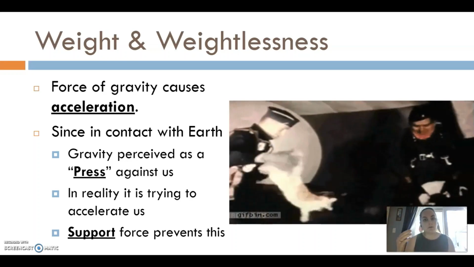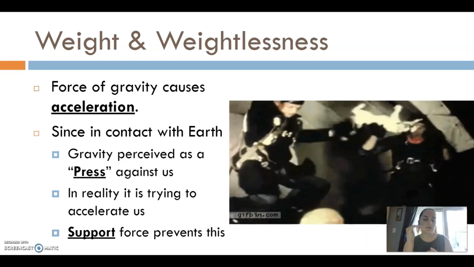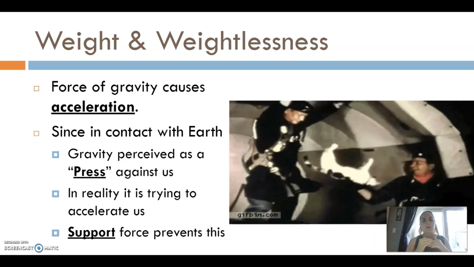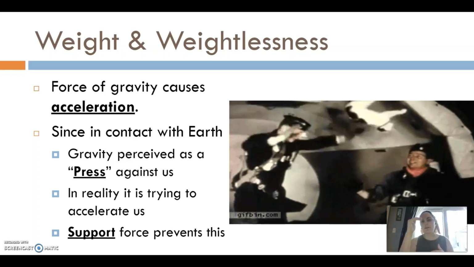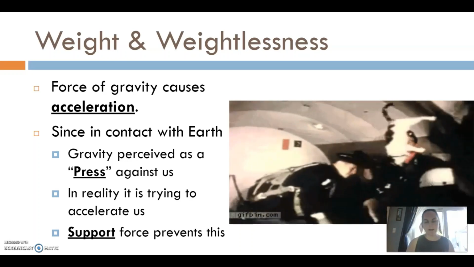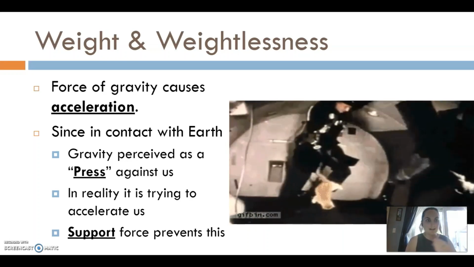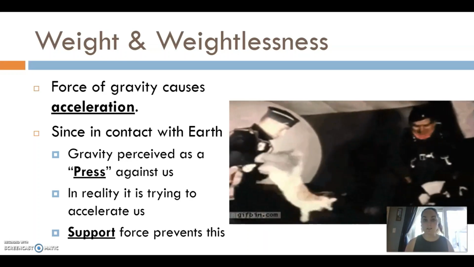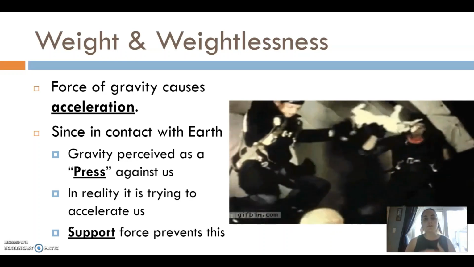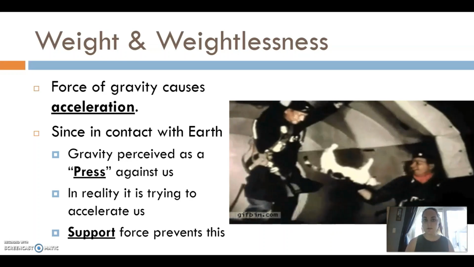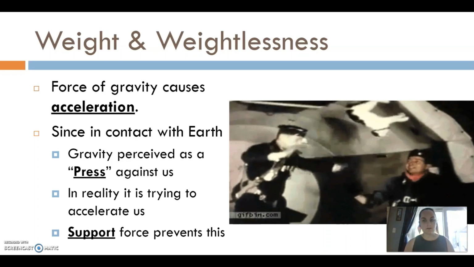And now, if you were to get further up into the atmosphere, right? If you were to increase that distance from the center of the Earth to the center of your mass, then the force of gravity is going to be less. And as we just read, the force of gravity causes this acceleration. So if the force of gravity is less on you, then the acceleration is also going to be less.